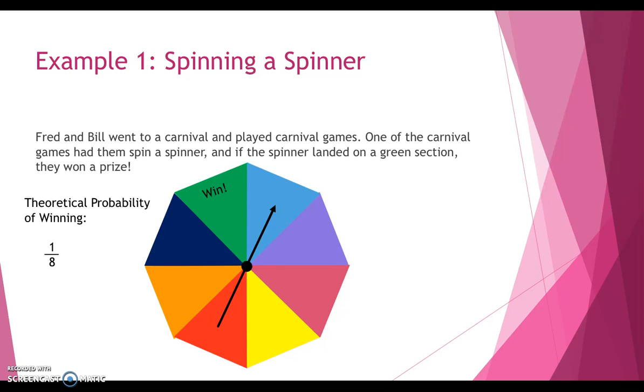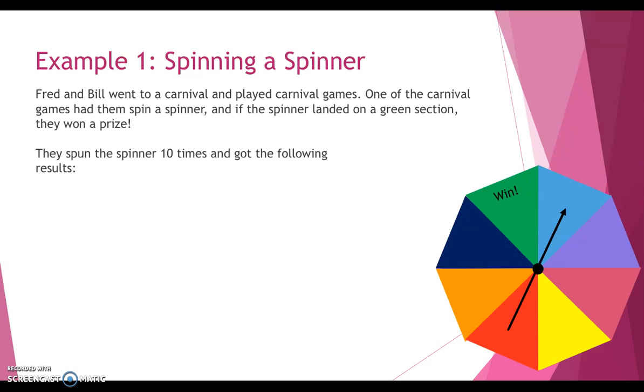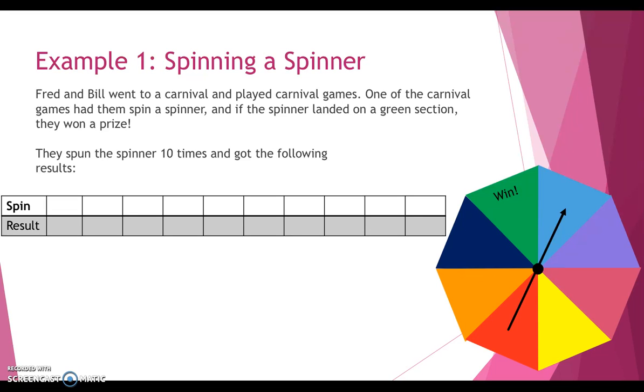The theoretical probability of winning is 1 out of 8. There are 8 different colored sections and only one of them is green, which means they win. Now let's look at the same spinner and do an experiment. They spun the spinner 10 times and got the following results.